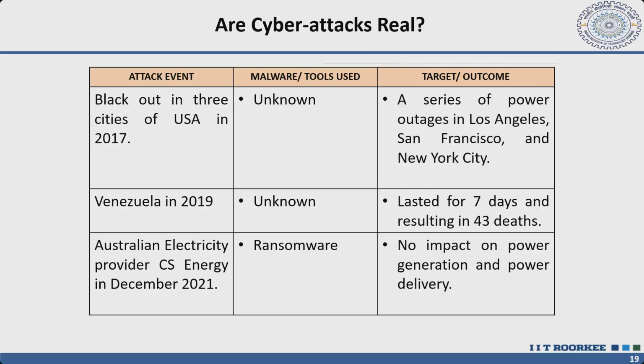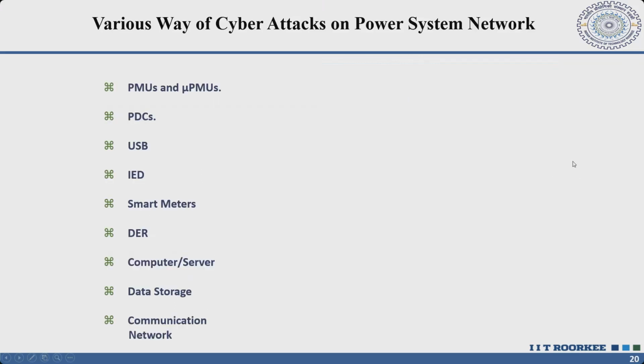Though the company claimed that there was no impact on generation, transmission, and distribution, some of the reports claim that there was an impact. It was because of ransomware. So the point is, whatever various attacks we have seen, what are the various vectors or equipment through which attacks can be done?